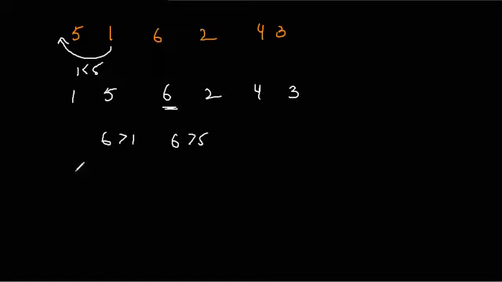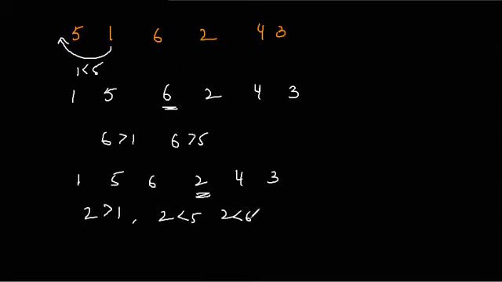After that, in the next step, we will compare 2. So 2 is compared with 1, 2 is greater than 1. Then we compare 2 with 5, so 2 is less than 5. 2 is less than 6. So in this case, where are we supposed to insert 2? We are supposed to insert 2 before 5. So we will get 1, 2, 5, 6, 4, 3.